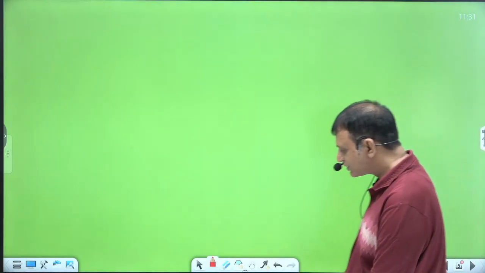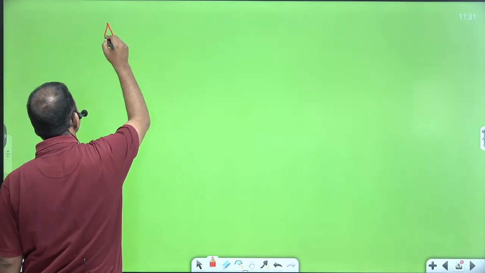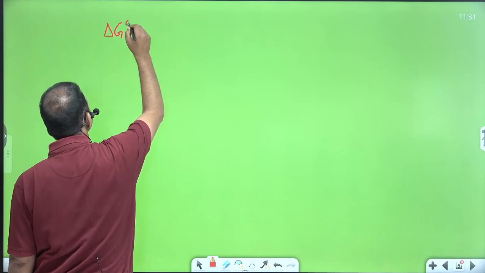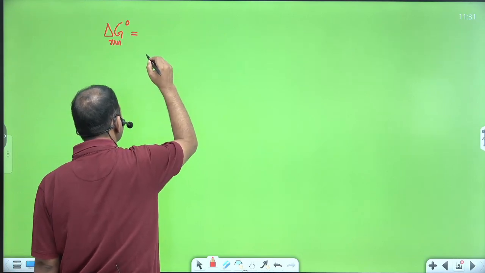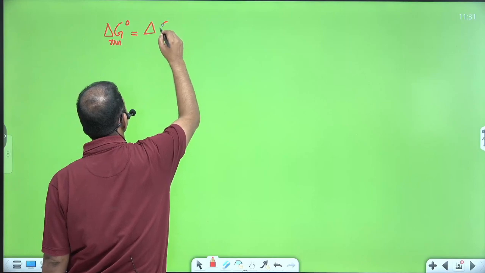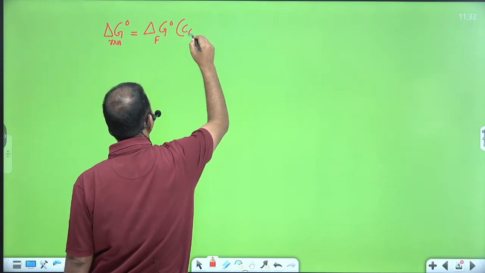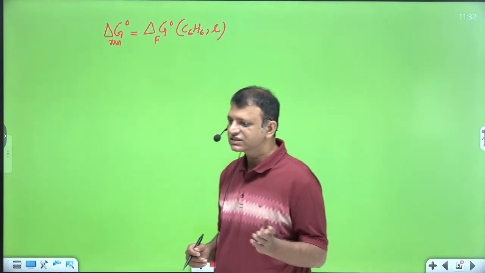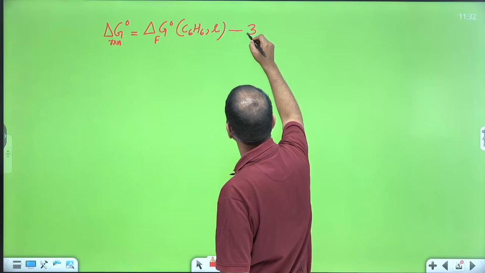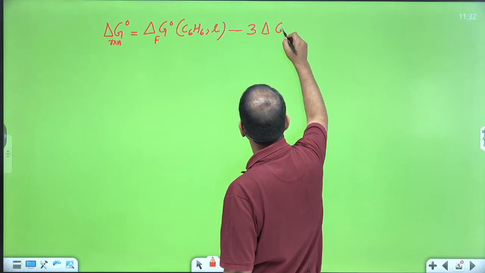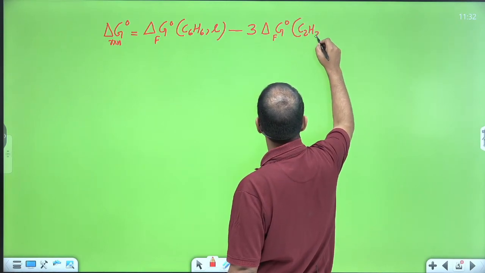Let us solve this question. We know that for a chemical reaction, if delta G naught formation of reactant and product is given, we should write that delta G naught of the reaction is equal to summation delta G naught formation of product minus summation delta G naught formation of reactant. So delta G naught formation of product is benzene in liquid state, minus delta G naught formation of reactant with their stoichiometric coefficient. There are 3 molecules of acetylene, so we should write 3 times delta G naught formation of acetylene, C2H2 in gaseous state.